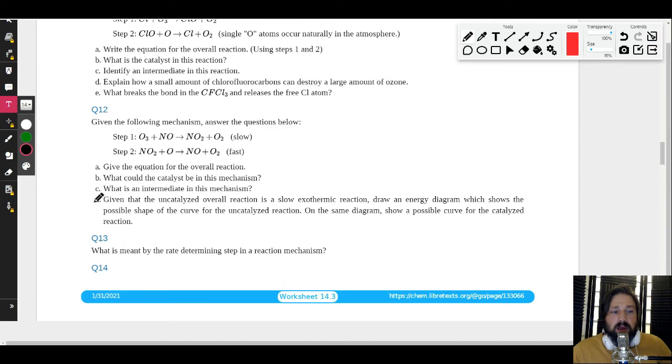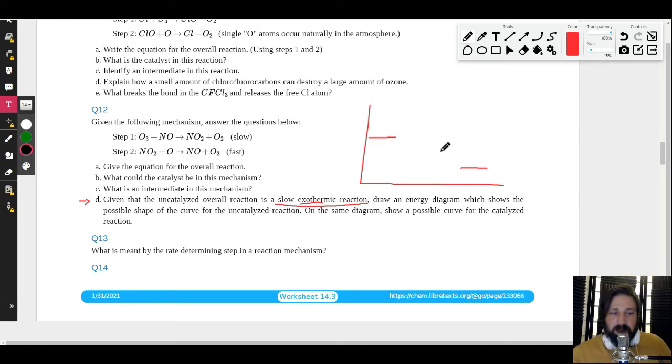Okay. Let's look at D. Given an uncatalyzed overall reaction is a slow exothermic reaction, draw an energy diagram. So it's exothermic. Exothermic means that it starts high and ends low. We are losing energy from the reaction. The energy is leaving the reaction.